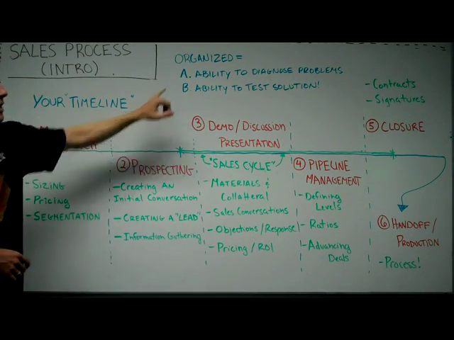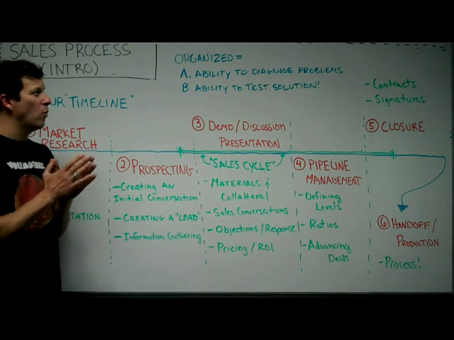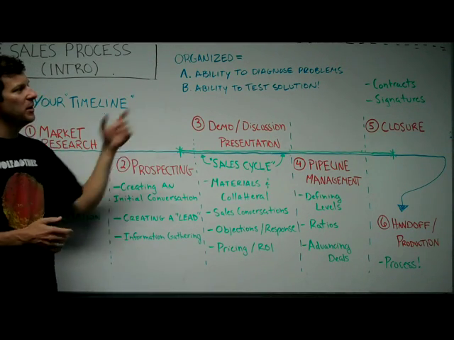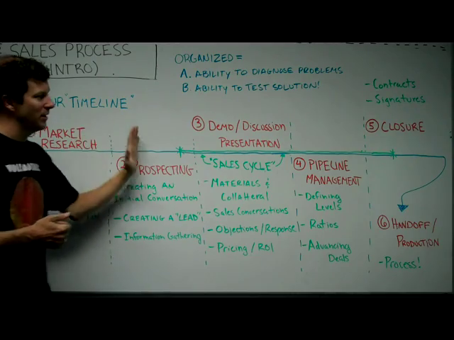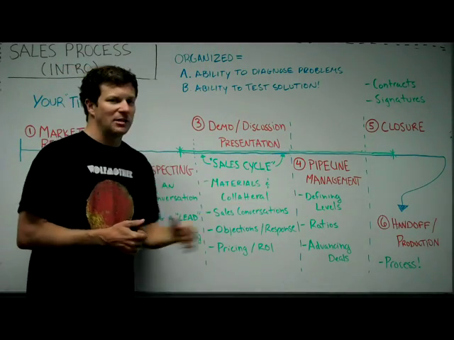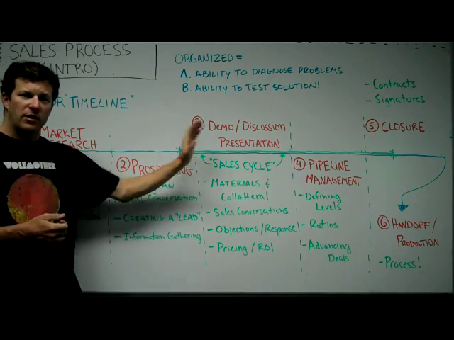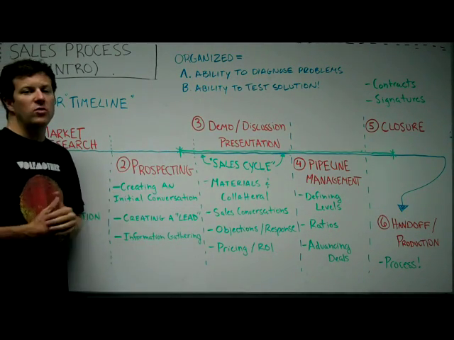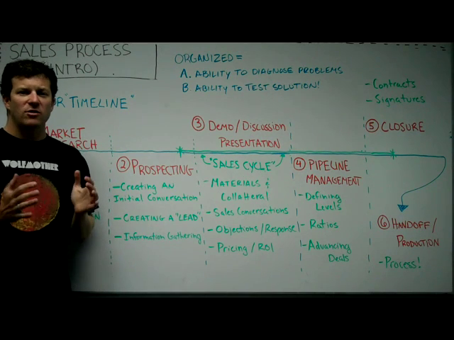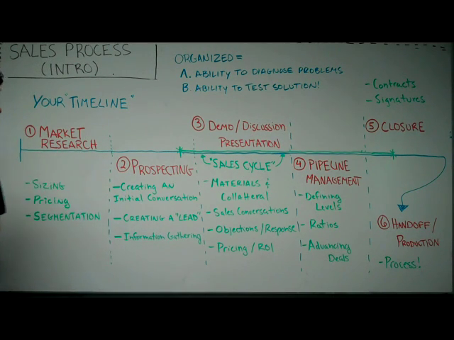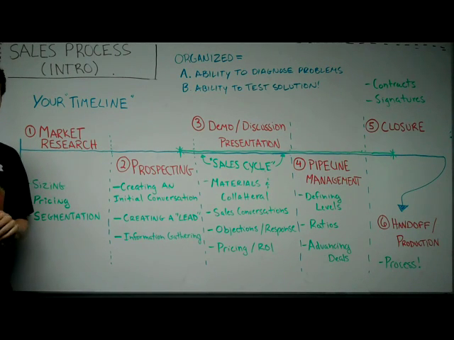The reason you do this is because the more organized you are, the better ability you have to diagnose a problem. You'll be able to tell where clients are stopping if you're not closing any deals, and then you'll be able to test solutions. You'll say, okay, if I know there's a problem, well, let's try something new here and see what happens. You can't do that if you have a chaotic sales process that is not organized. So this is the introduction to the sales process. We'll have videos on each section.